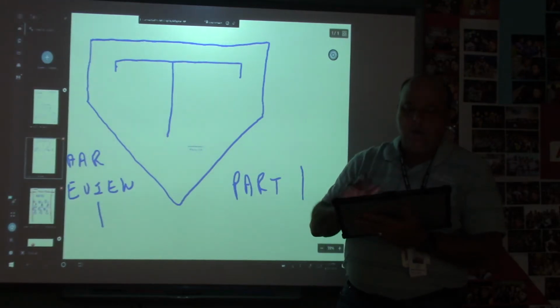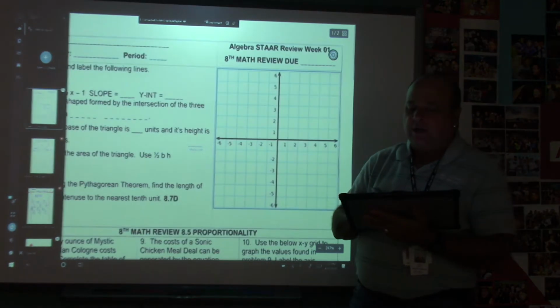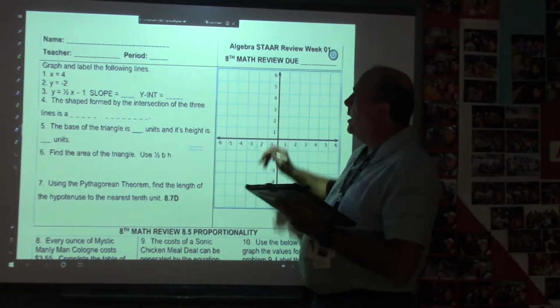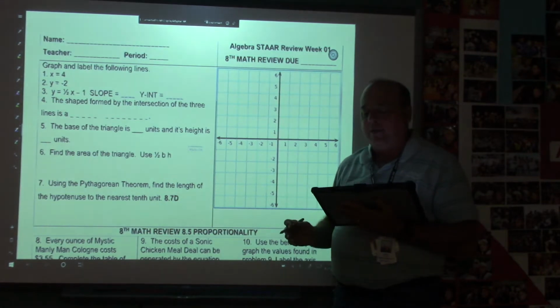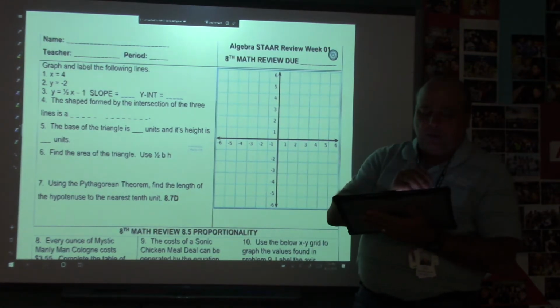Okay, so we're going to start today. We're going to do this part right here, okay? So we're going to graph the lines. This is all from 8th grade math, okay? See how much we can remember here.